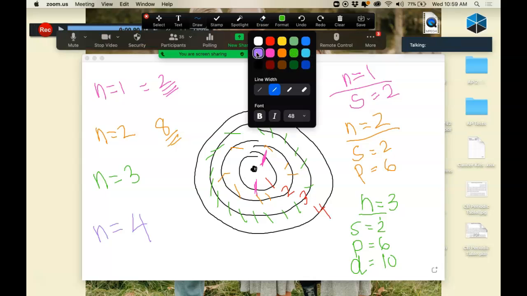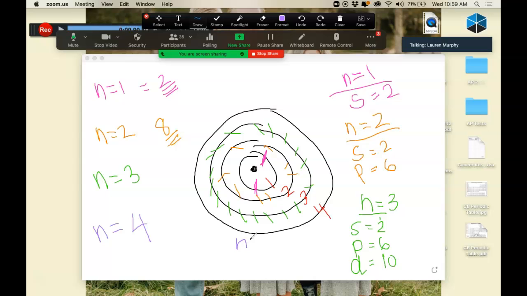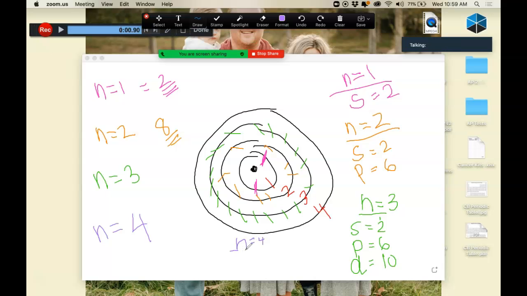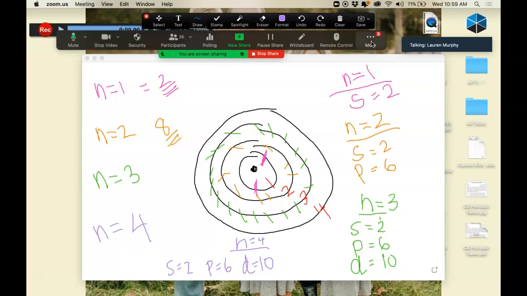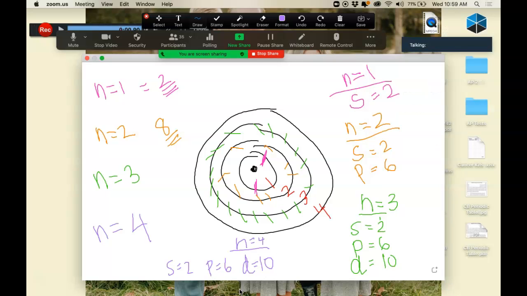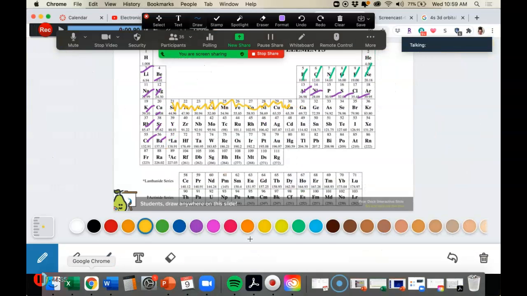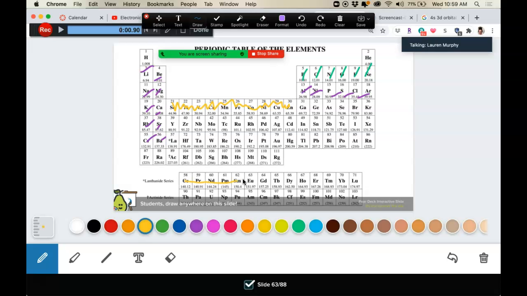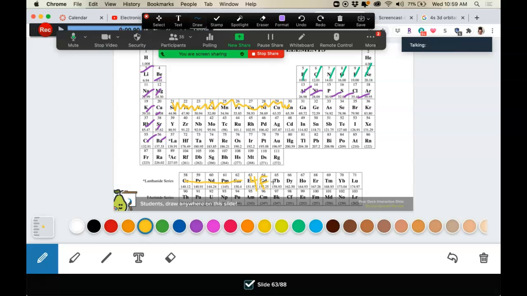So n equals 4. Sorry, I kind of ran out of room. So you have s orbitals for sure. 4s2, right? And those can hold 2 electrons. There's p orbitals, 4p, and those can hold 6 electrons. There is such thing as 4d, and those can hold 10 electrons. Anything else on your fourth energy level? What's this guy called? 4f.